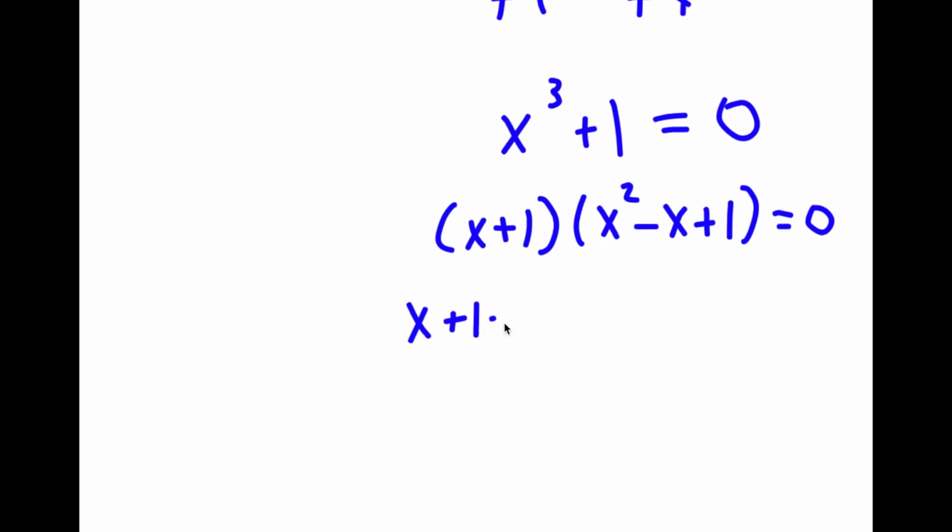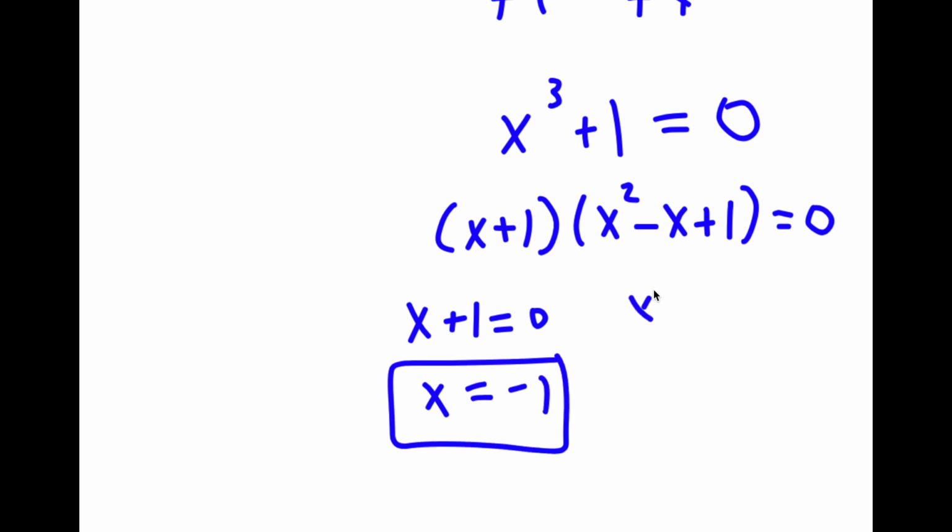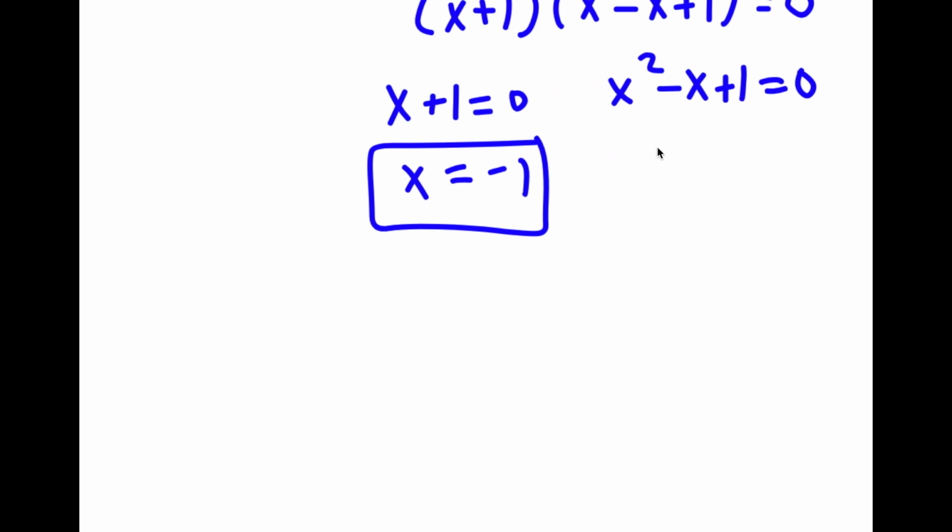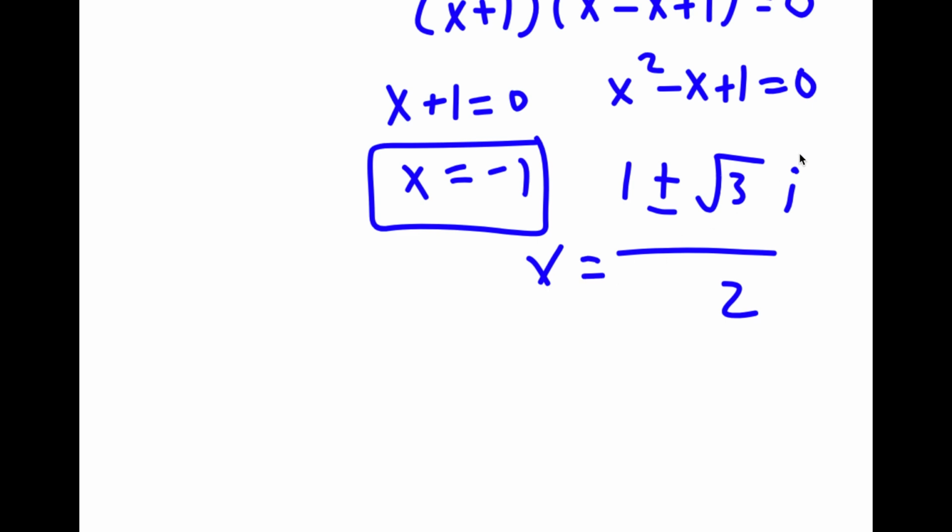I have x plus 1 is equal to 0, meaning x is equal to negative 1, so this is one solution of x. And I have x squared minus x plus 1 is equal to 0. And if you actually go ahead and plug this into the quadratic formula, I'm actually not going to waste your guys' time and do that. You should get 1 plus or minus the square root of 3i over 2. So these are two more solutions of x.